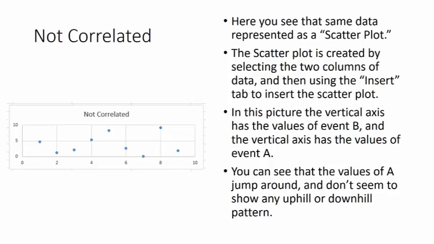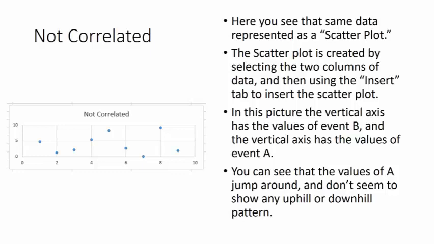The horizontal axis has the values of event B. You can see it goes from 0 to 9. And then the vertical axis has the random, crazy scrambled up values of event A. So you can see that the values of A jump around. Sometimes they go up, sometimes they go down, going left to right. It doesn't seem to show any kind of uphill or downhill pattern.